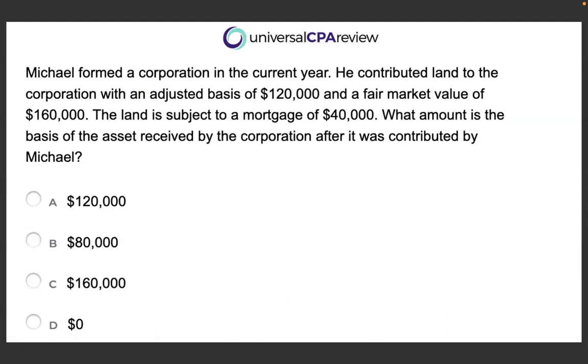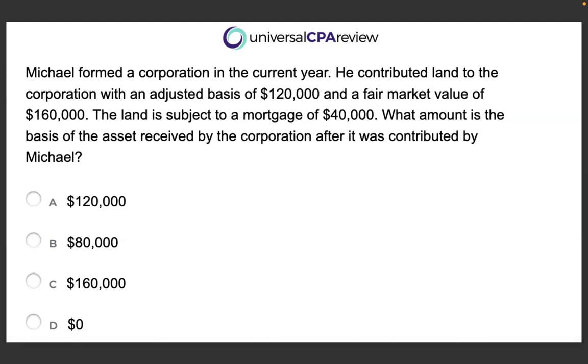So now we can skip down to the call of the question, and we're asking for the amount of basis in the assets received by the corporation after it was contributed by Michael. Okay, so we're thinking about step one, scenario one. We're thinking about the basis to the entity itself. So when you're thinking about basis to the entity, you're thinking specifically about property.